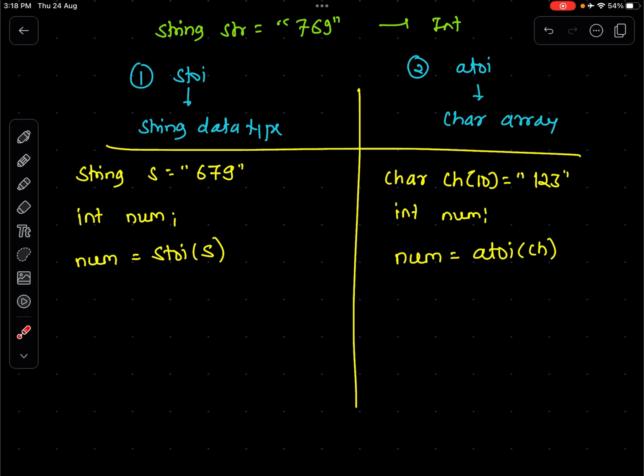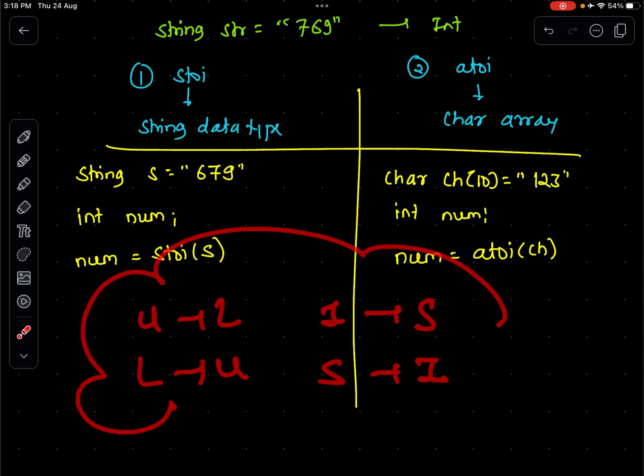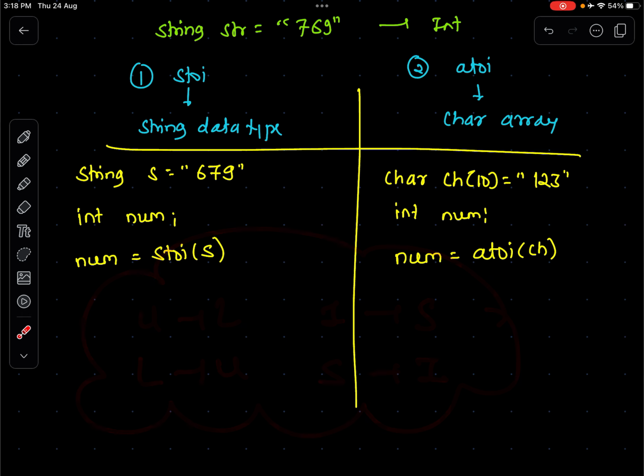So I hope you understood the conversion of the string, that is how to convert uppercase to lowercase, then we came across lower to upper, then integer to string, and then string to integer. I hope you understood the clear way how to do the conversion of the string.